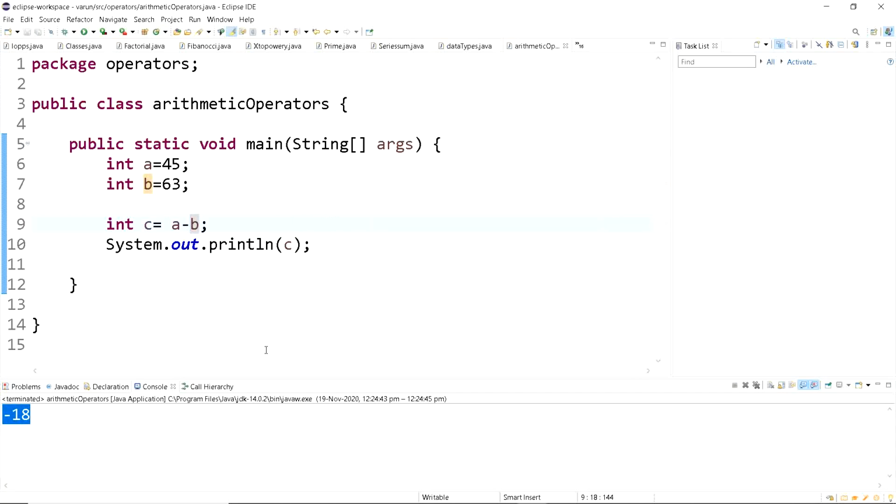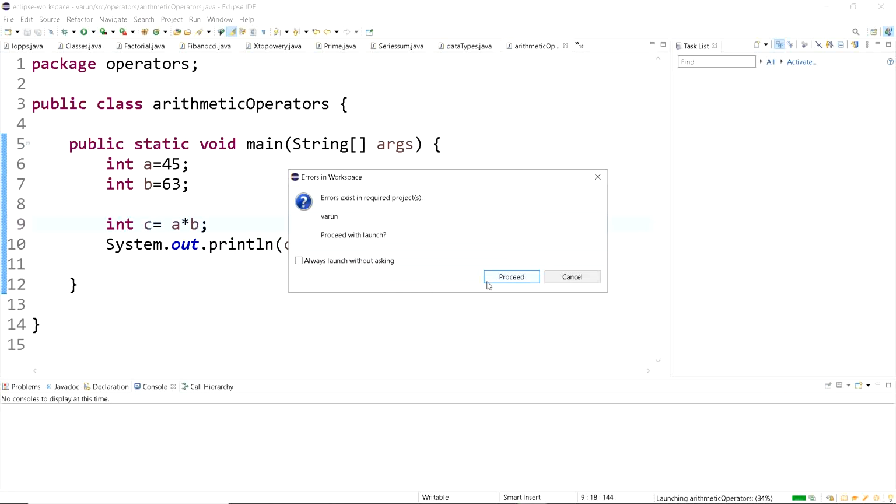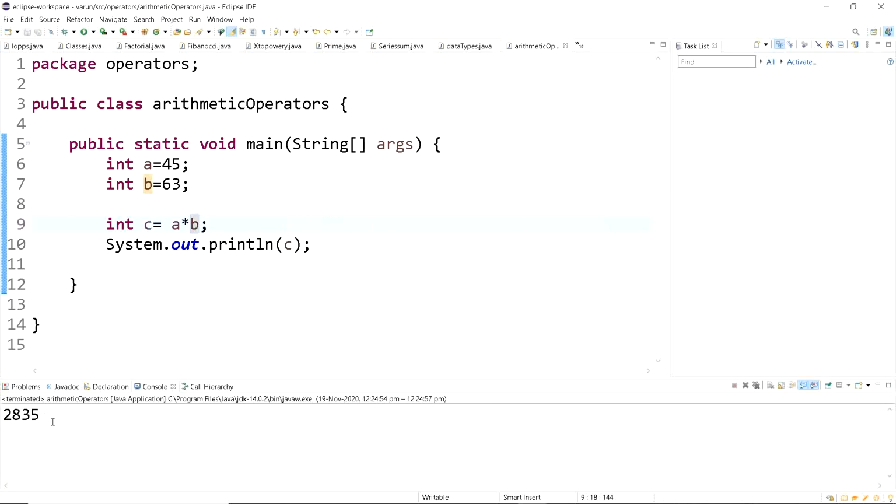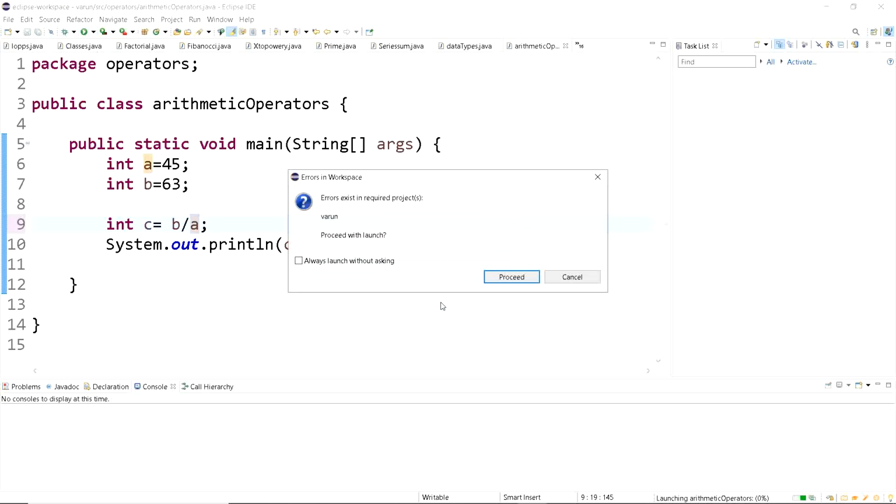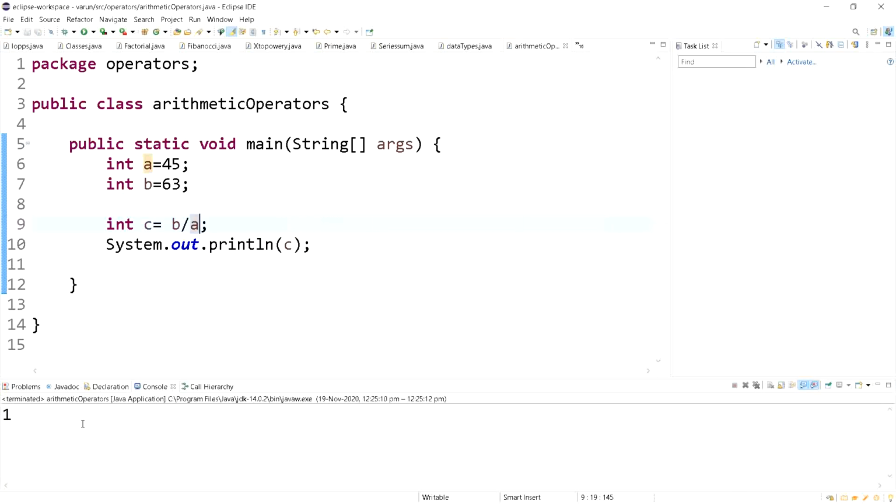And now to multiply, use star here. 2835. Now let us divide both of them. Let's do b divided by a. Here it is displaying the value 1.